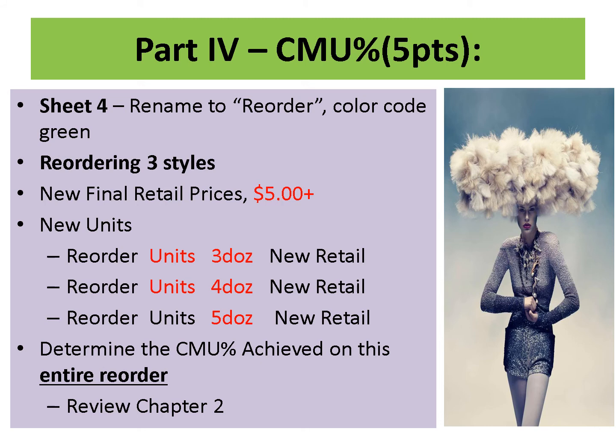For the 3 styles that sold out, you want to order more. This time you're going to order slightly more units, 3 dozen, 4 dozen, and 5 dozen. And you also want to go up on the retail price in this section. You want to go up on the price by $5. This is something that's done when a style is selling really well and customers are buying it at the original retail price.